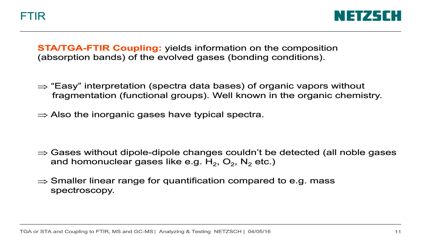One disadvantage of FTIR spectroscopy is that you can't detect homonuclear molecules like H2, O2, N2, and for sure the noble gases, because you need a dipole change. And compared to mass spectroscopy, it has a smaller linear range for quantification. Quantification is possible, but the linear range is smaller with the FTIR.